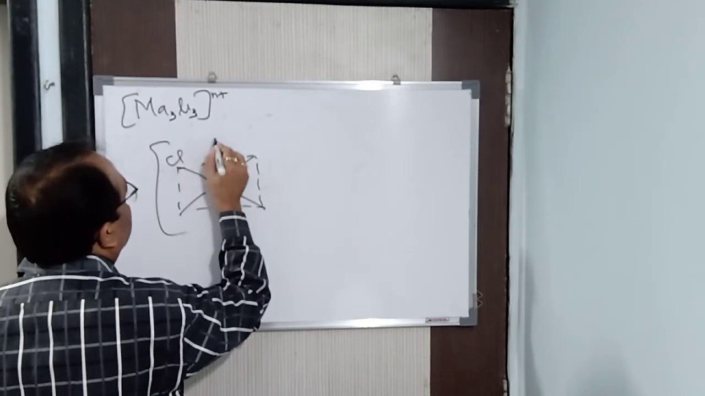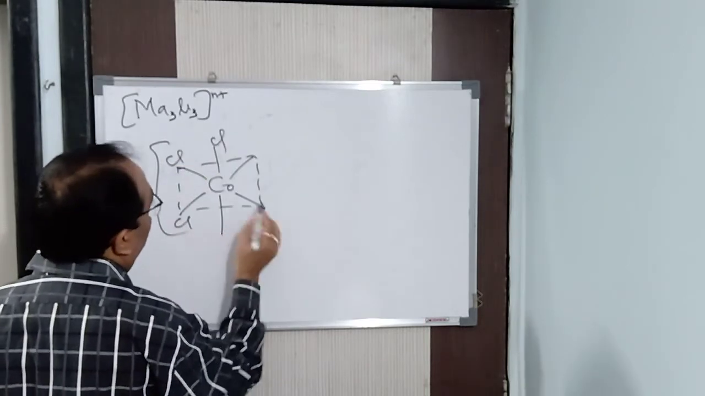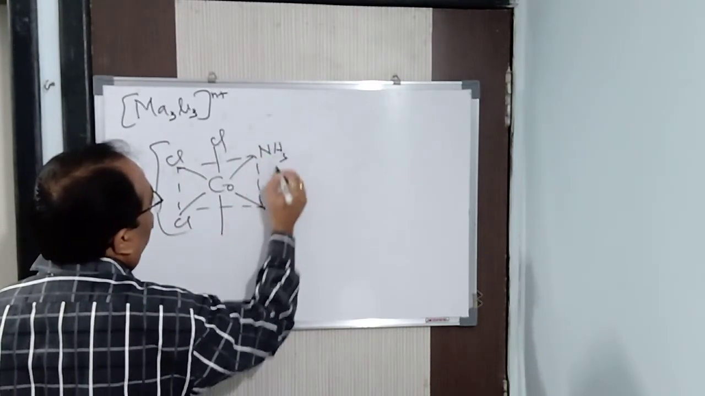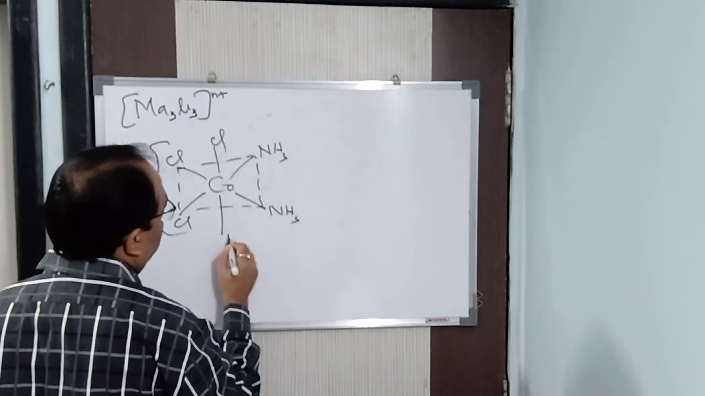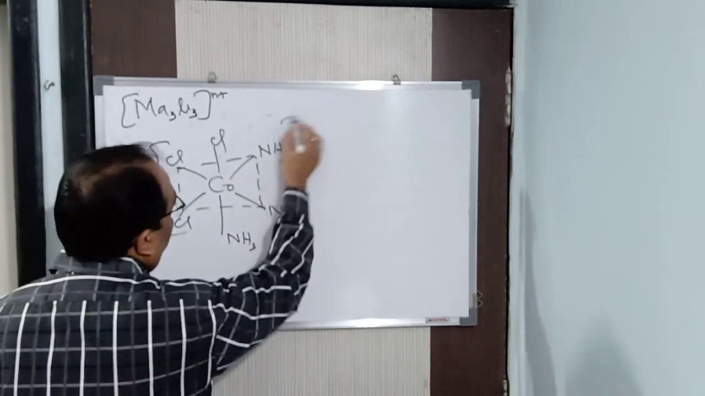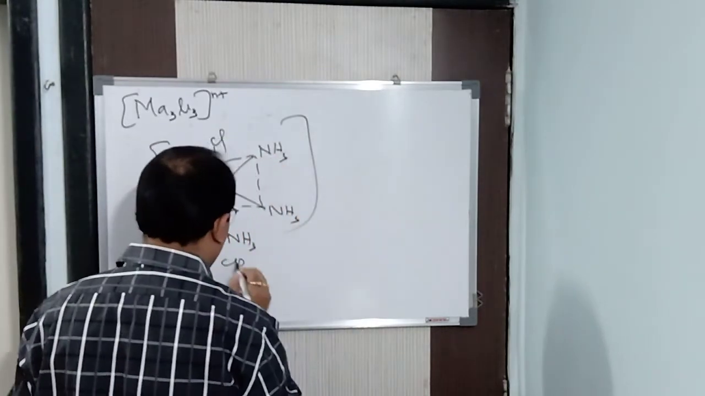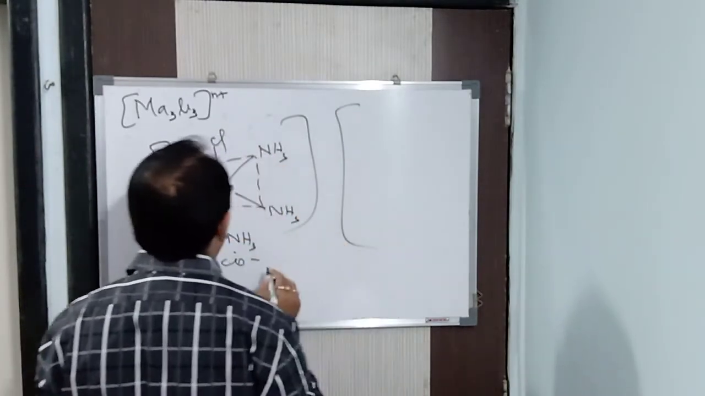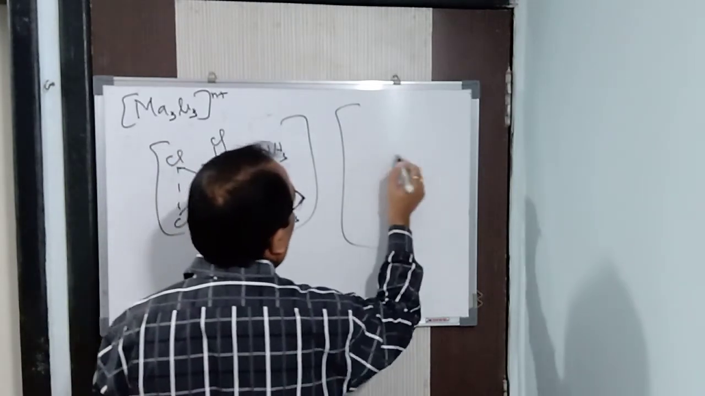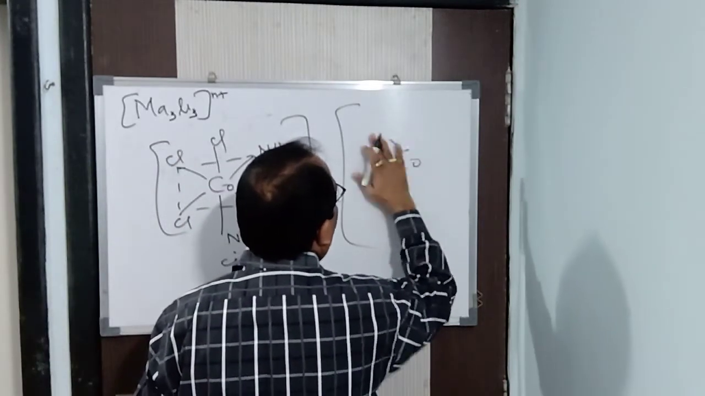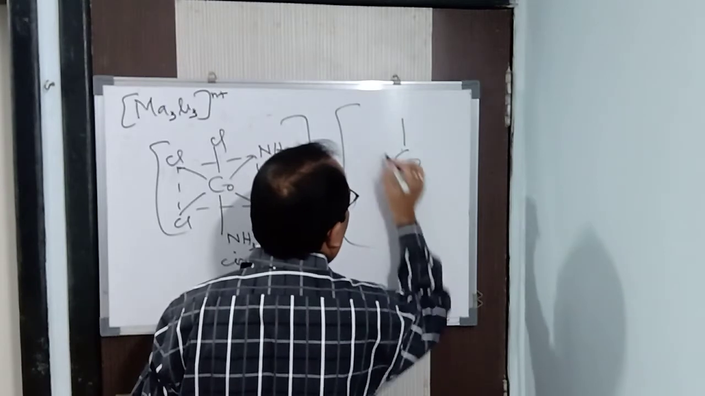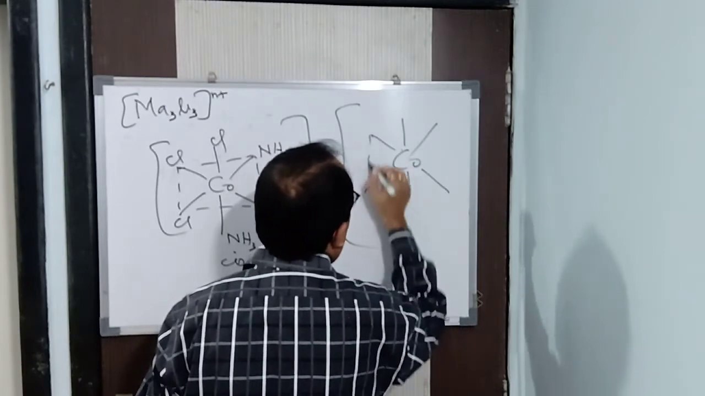I have taken Cl, Cl, Cl, and NH3, NH3 and NH3. Alright, so here the charge is minus 3 plus 3, 0, neutral. So this is your cis. Now in case of trans, what will it be?